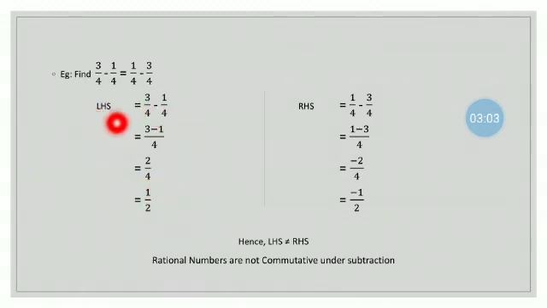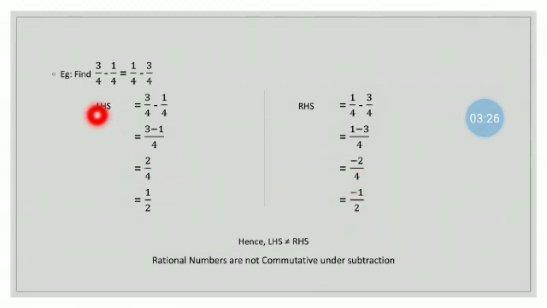Now let's check with RHS. RHS equals 1 upon 4 minus 3 upon 4. Again the denominator is the same, so we can easily subtract the numerators. So 1 minus 3 upon 4 comes to be minus 2 upon 4. So 2 ones are 2, 2 twos are 4. So minus 1 upon 2.